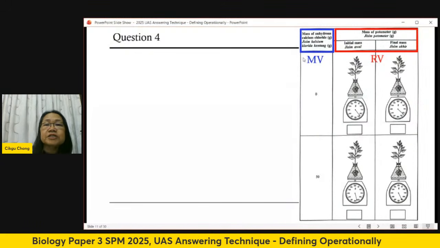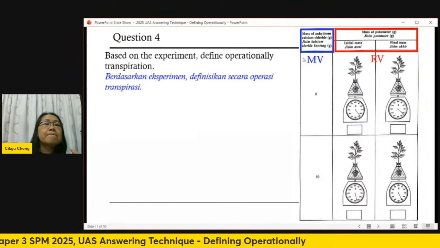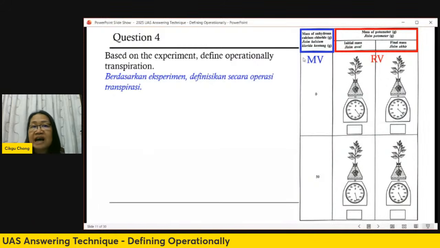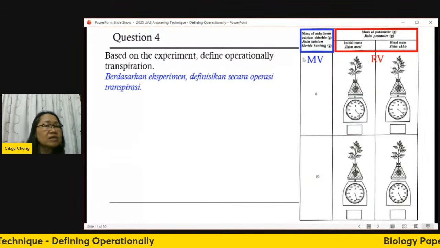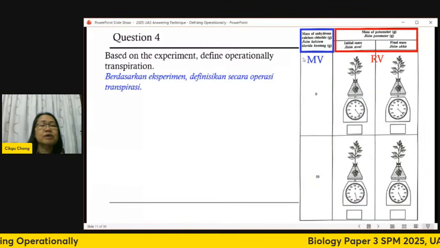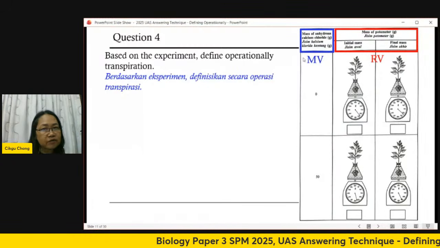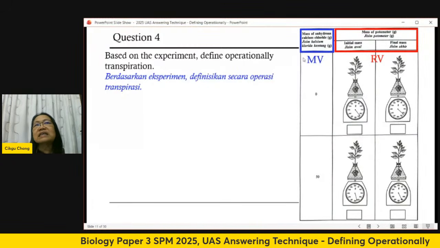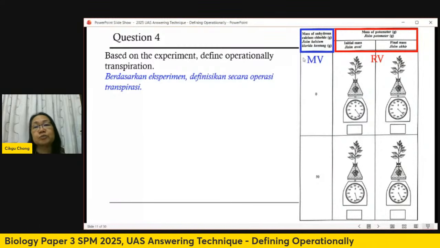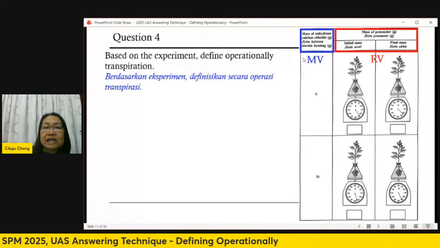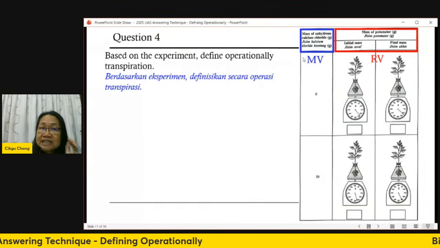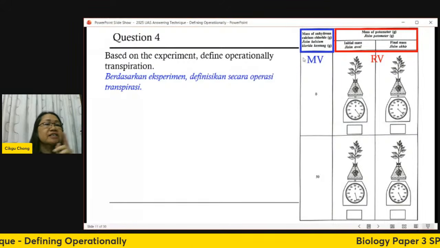Now see the question. The question here is based on the experiment. Always when they ask defining operationally, they will say based on this experiment, because your answer is only for this experiment. You cannot use this answer in another experiment for transpiration. Now what answer? You should start with, transpiration is.